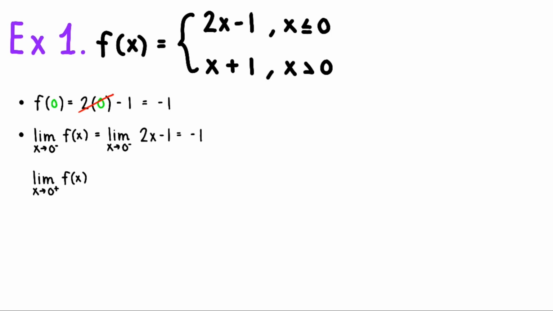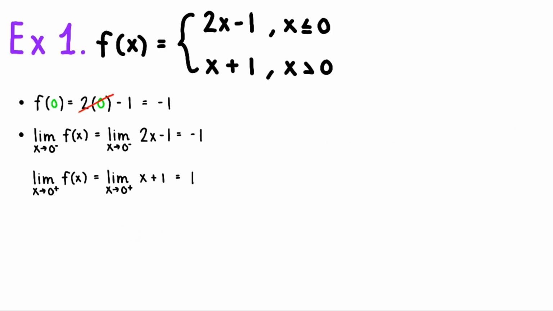For the limit from the right, we'll be using this piece since values to the right of 0 are greater than it. So we'll have the limit of x plus 1 as x approaches 0 from the right. Since this is just a polynomial again, we can simply plug it in. So we'll have 0 plus 1, which is 1.